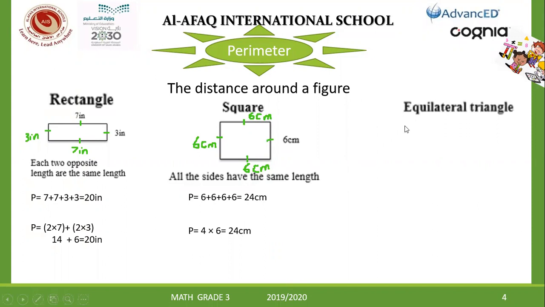Another common shape is called the equilateral triangle. What about the equilateral triangle? It has 3 sides, and all the sides are also equal. So you can say in an equilateral triangle, all the sides have the same length. So if you have just the length of one side, I can get all the side lengths. It's also 5 inches.